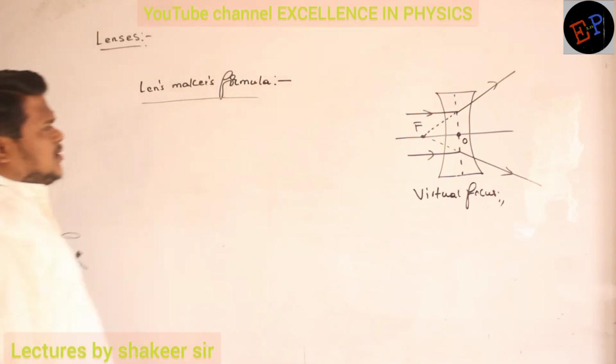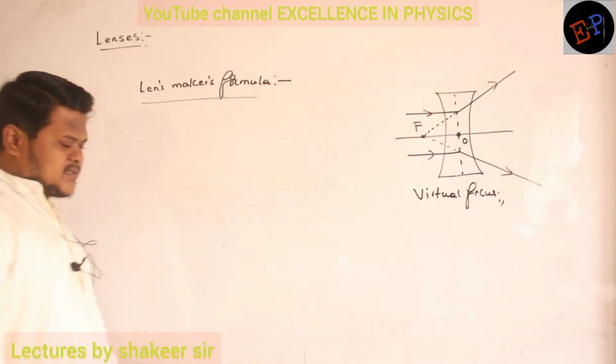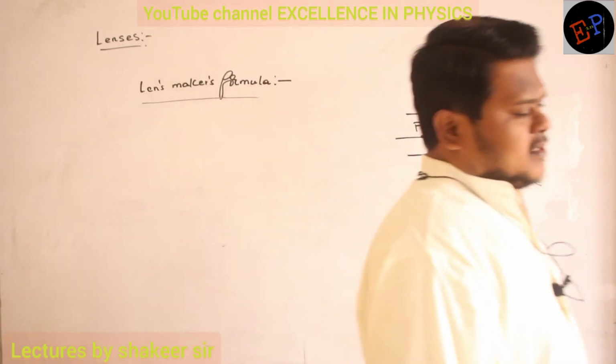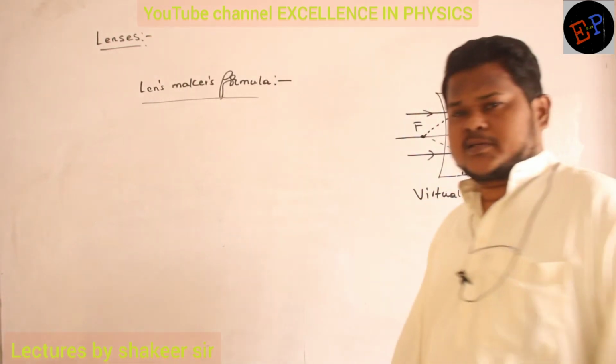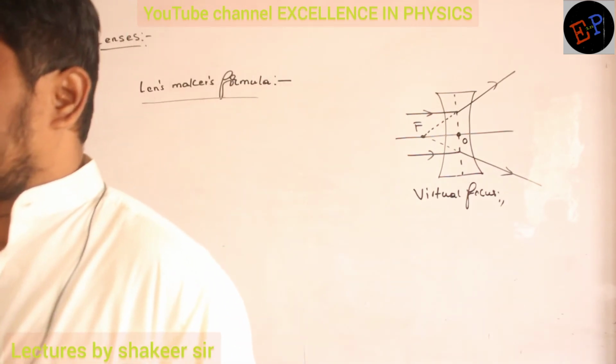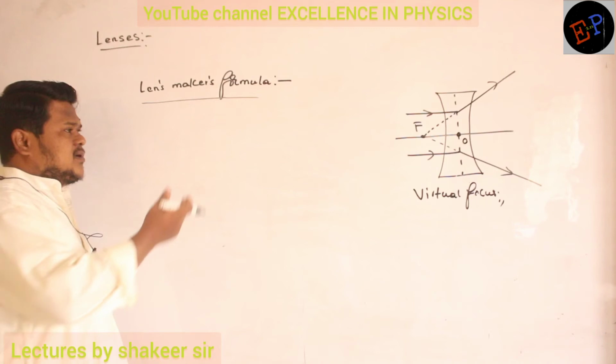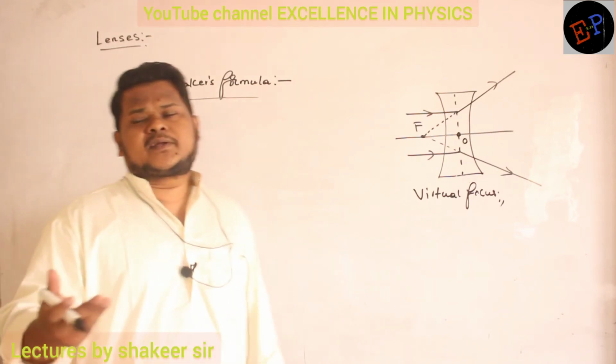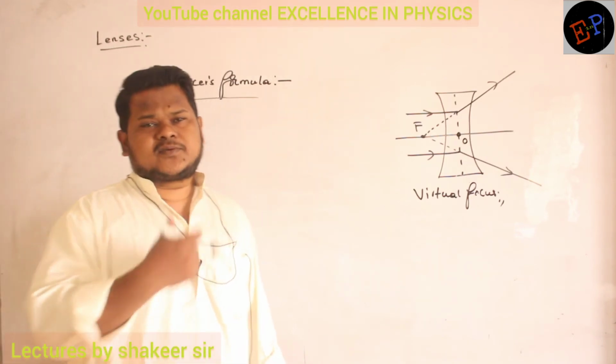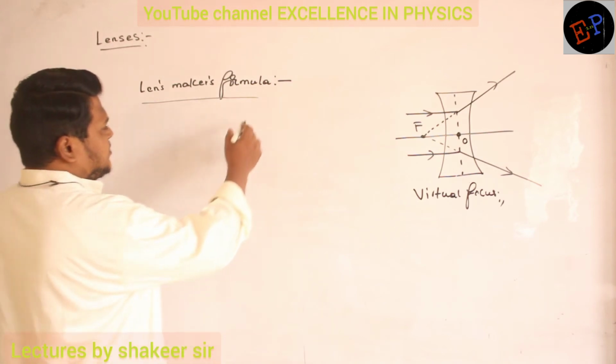Lens maker's formula. What is meant by lens maker's formula? It is in the name only, no? What is the formula used by the makers of the lens, who manufacture the lens? For example, if they want a particular lens of particular focal length, then they use this formula. Are you able to understand?